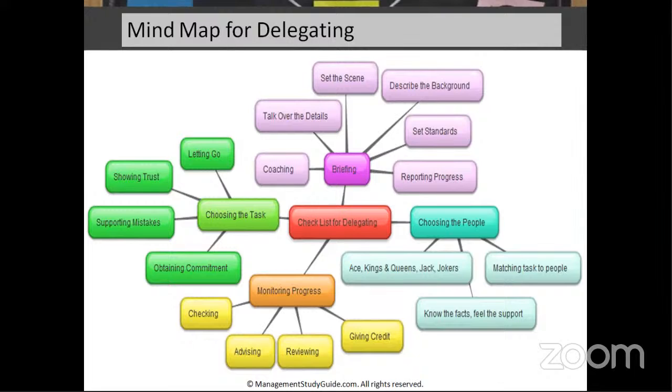Then, part of the checklist for delegating, we have the monitoring process. Under the monitoring process, we have checking, advising, reviewing, and giving credit. Then we have choosing the task, obtaining commitment, supporting mistakes, showing trust, and letting go. These are all of the things we should be expecting when delegating.